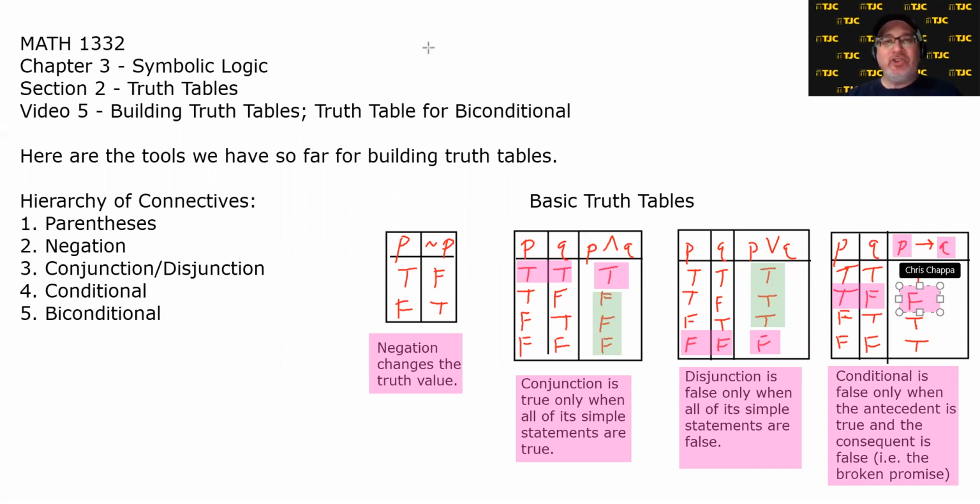In any other situation, the conditional is true, either when both halves are true or when the antecedent is false. When the antecedent is false, that means your if-then statement doesn't even apply. Just a reminder of what that means. If I say something like, if it rains tomorrow, then we'll go to Six Flags.